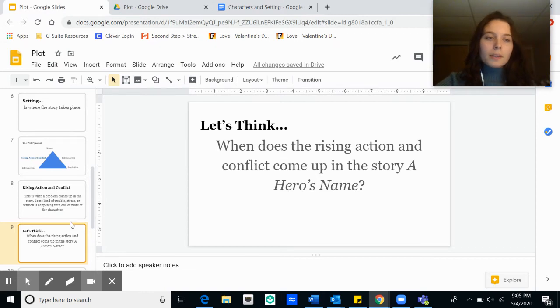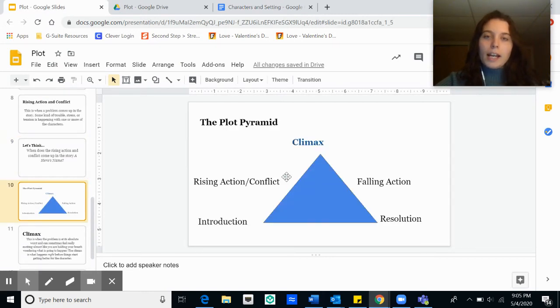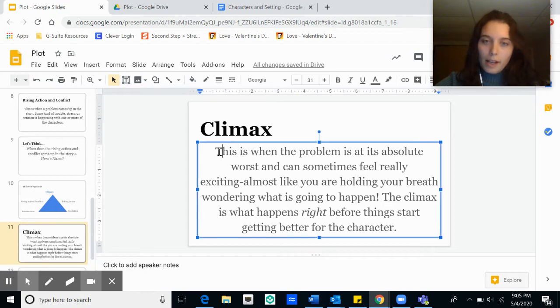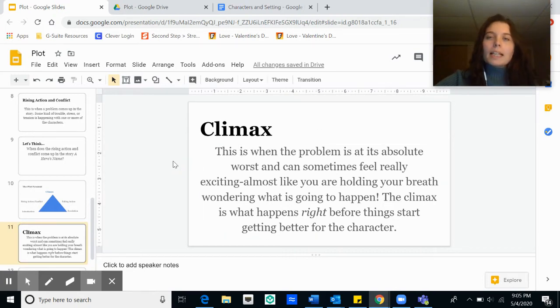So now let's continue talking about the pyramid. The next thing on the pyramid is climax. What is the climax of a story? This is when the problem is at its absolute worst and it can sometimes feel really exciting, like, oh my gosh, what is going to happen? It's almost like you're holding your breath, wondering what's going to happen. The climax is usually right before things start getting a little bit better for the character that's in conflict.